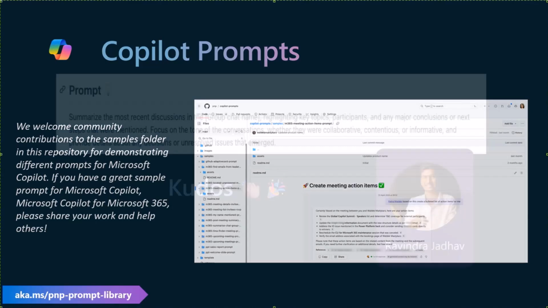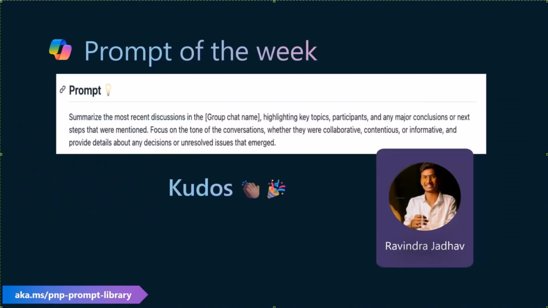Prompt of the week this week is from Ravinder Yadhav around summarizing a recent discussion. It's an example of how we can use Copilot to get information around the recent chats and recent key topics and make it an approachable summary for you, rather than reading all of the things, which might take time. So thank you, Ravinder, for that example.